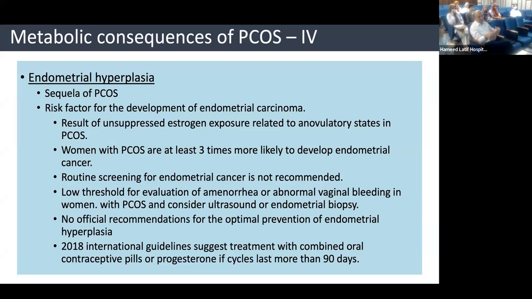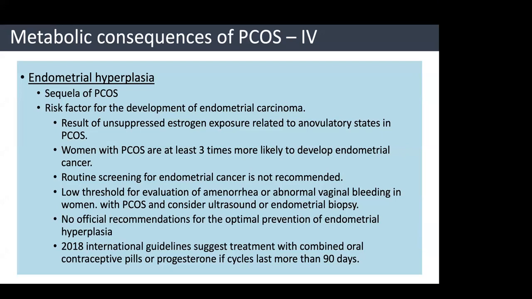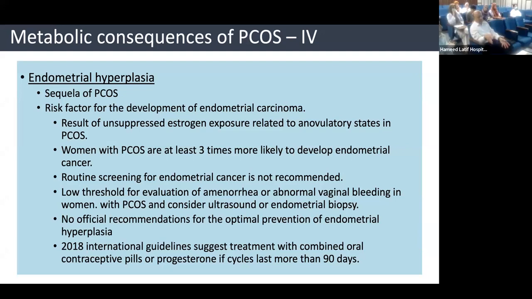That leads to that lack of periods, and that also in most of the women leads to endometrial hyperplasia. And that hyperplasia ultimately is likely to develop into endometrial atypia, etc., and also endometrial carcinoma. So unsuppressed estrogen, because then there is no counteracting progesterone. And women are at least 3 times more likely to develop endometrial cancer.